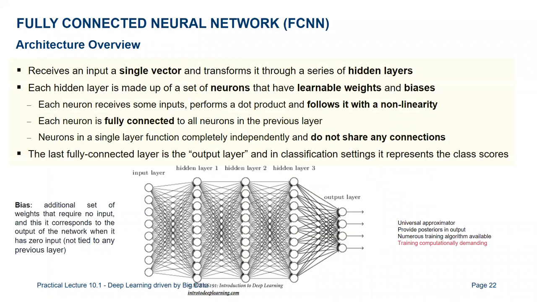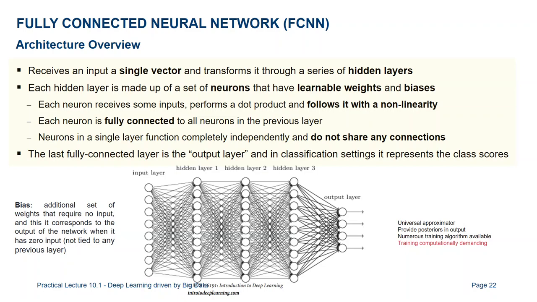Let's now come back to an overview of an architecture, and this is the so-called fully connected neural network. Here you see we started from the beginning with a perceptron, and we had a hidden layer, but of course you can have as many as you want. And this is what we call a fully connected neural network. Here it is important to notice that each neuron is fully connected to all the neurons in the previous layer, and the neurons in a single layer do not share any connections.